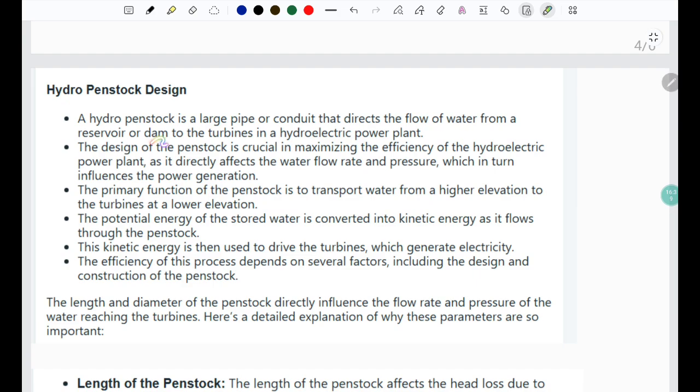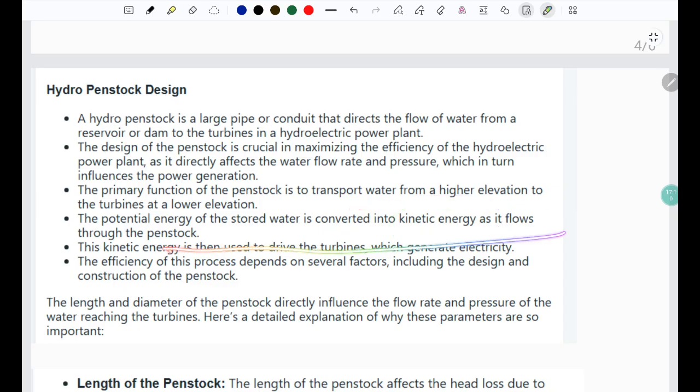As it was said, its purpose is to direct the flow from the reservoir to the turbines of the hydroelectric power plant. The design is crucial for maximizing efficiency because it directly affects the water flow rate, the rate at which the water will flow, and the pressure, which in turn influences the power generation. Its primary purpose is to transfer water from a higher elevation to a lower one. The potential energy of the stored water is converted into kinetic energy as it flows.